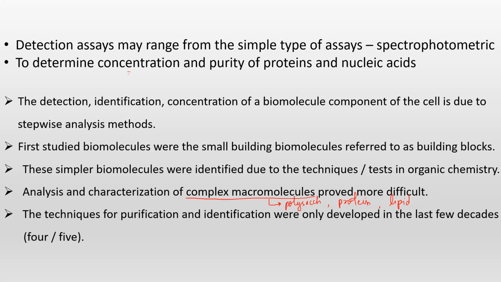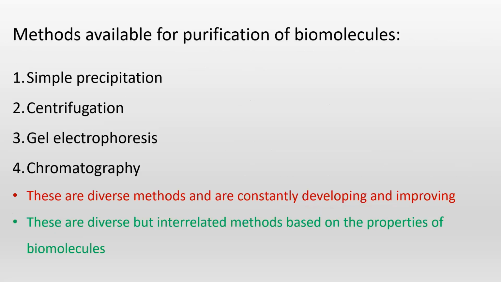So the development of techniques for purification and identification of these macromolecules is very recent, just the last 4 to 5 decades, and there is still a lot of upgradation happening. New techniques are still coming. The routine methods available for purification are simple precipitation, centrifugation, gel electrophoresis, and chromatography. They are all based on different properties, and they are diverse methods using different properties of the biomolecule for the purification.